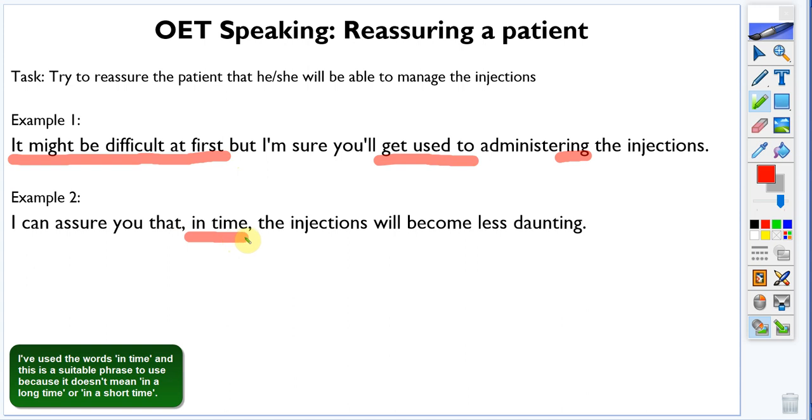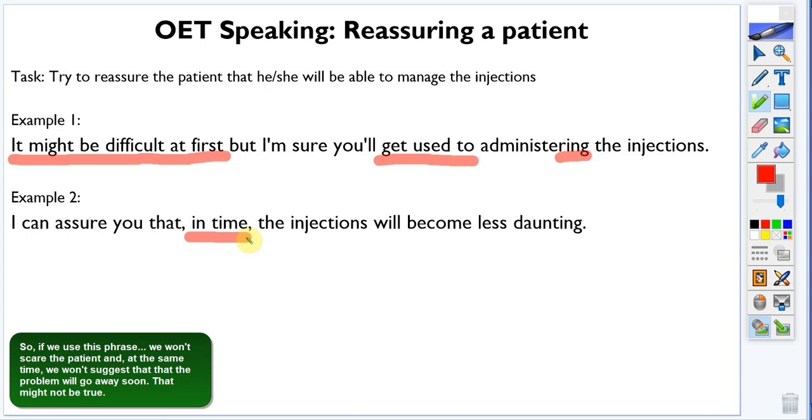Example number 2 is also simple, but effective. I've used the words "in time", and this is a suitable phrase to use because it doesn't mean in a long time or in a short time. So if we use this phrase, we won't scare the patient, and at the same time, we won't suggest that the problem will go away soon. That might not be true.